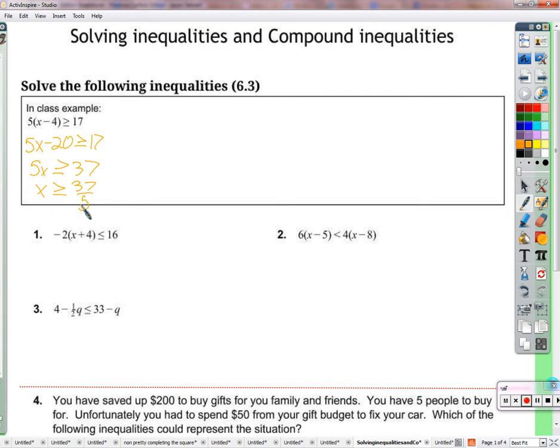Okay, once you get yours, do number 1. I got you. Do you want me to come up and do it? So what I did, distribute the negative 2. Then you do plus 8 on both sides. And you divide by 2. And you shall get x equal to this.